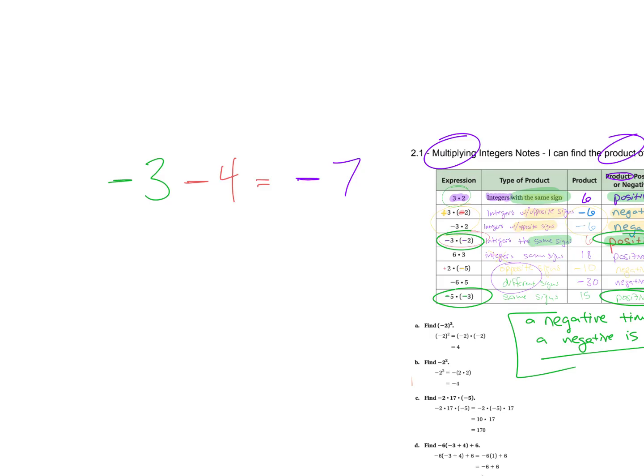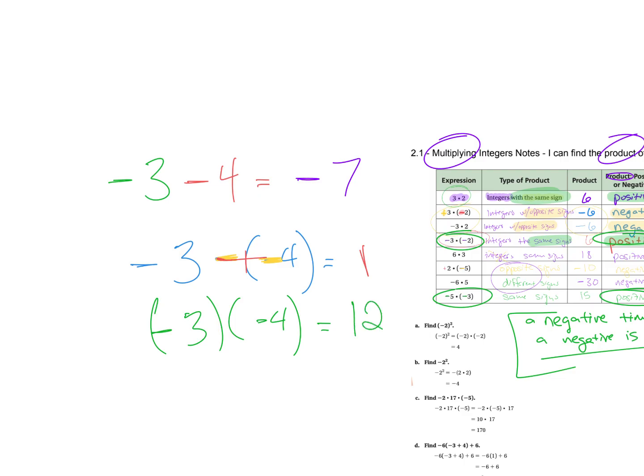But then what about negative 3 minus negative 4? Well, this right here is kind of this right here, right? When you have the two negatives immediately next to each other, that produces that positive result. So this would be negative 3 plus 4 equals 1, right? And then what is negative 3 times negative 4? Well, that would be positive 12.